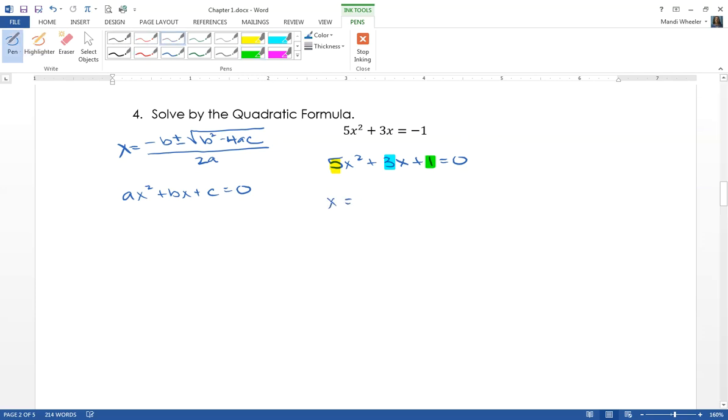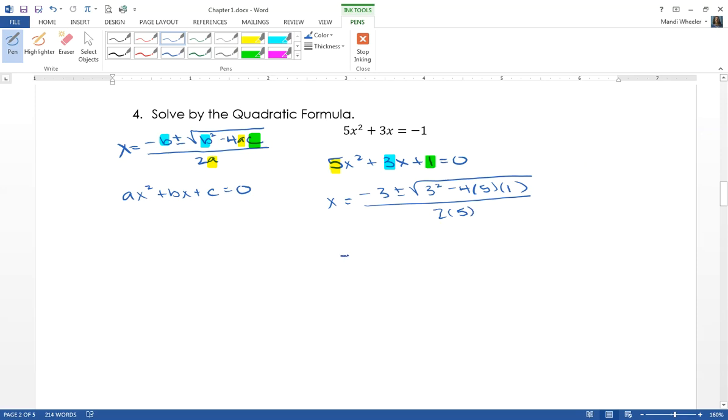So just plugging in the quadratic formula, b is 3. Let me go ahead and highlight those. So we're just going to plug in. So we get negative 3 plus or minus the square root of b squared minus 4 times our a is 5 and c is 1 all over 2a.